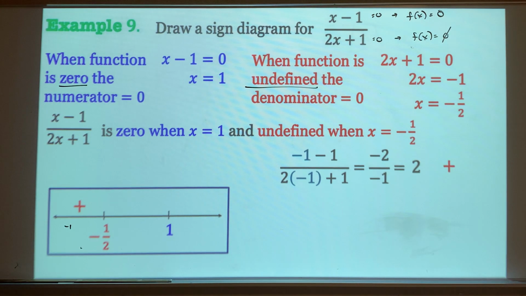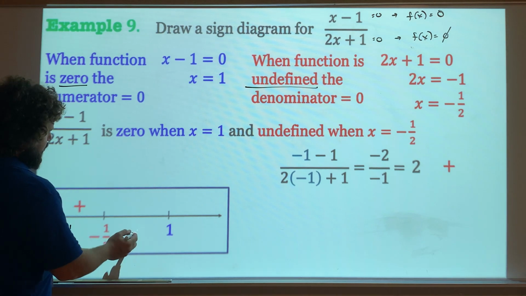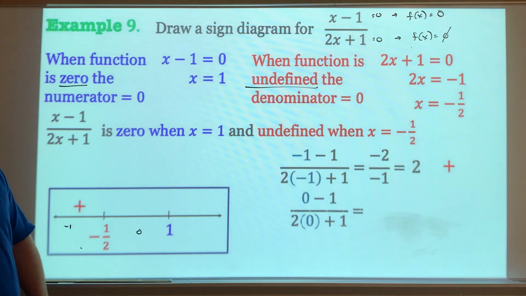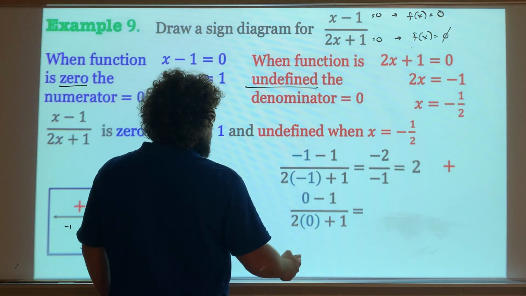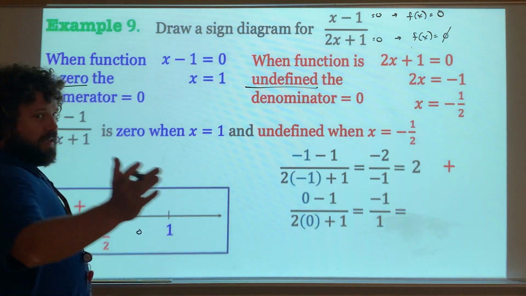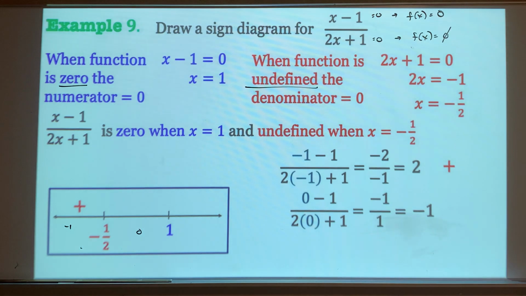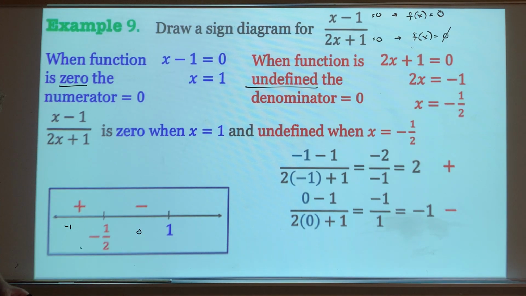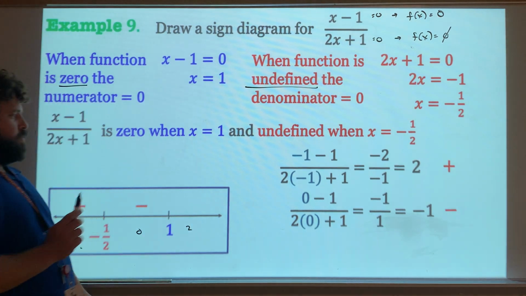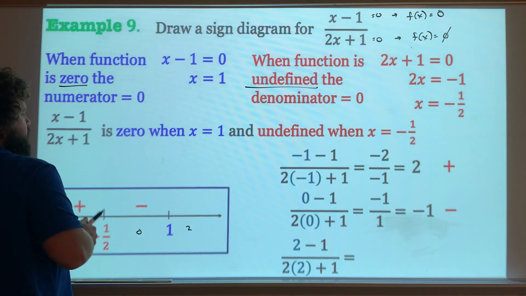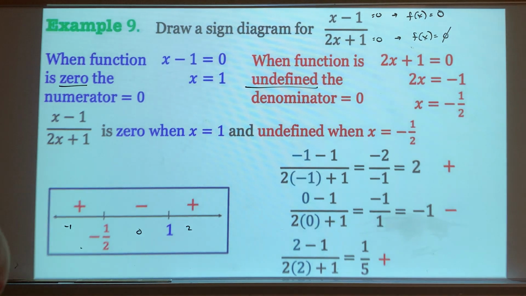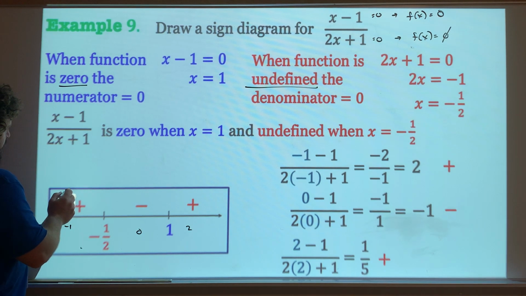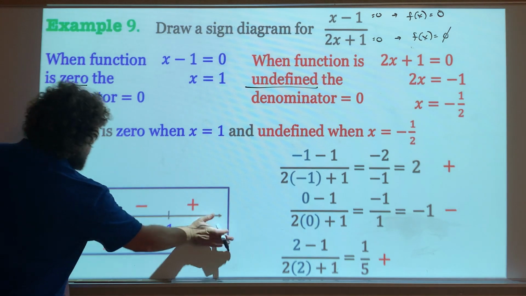Boom. Pick a number between negative 1/2 and 1. Our good old favorite, 0. 0 minus 1 is negative 1. 0 plus 1 is 1. There's my negative 1, which is a negative value. So you're going to be above the curve here, then your graph's going to go below, and then at 1, let's pick a number bigger than 1, which is 2. 2 minus 1 is 1. 4 plus 1 is 5. 1/5 is positive. So our graph is going to be above here, go below, and back above.